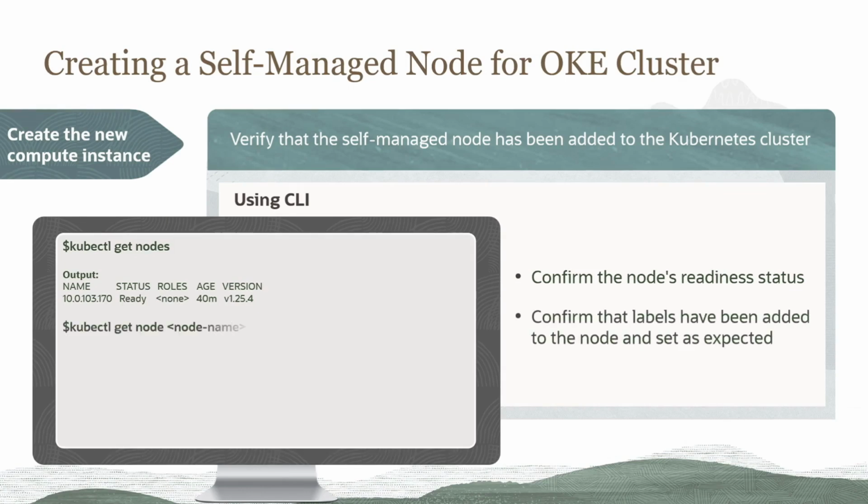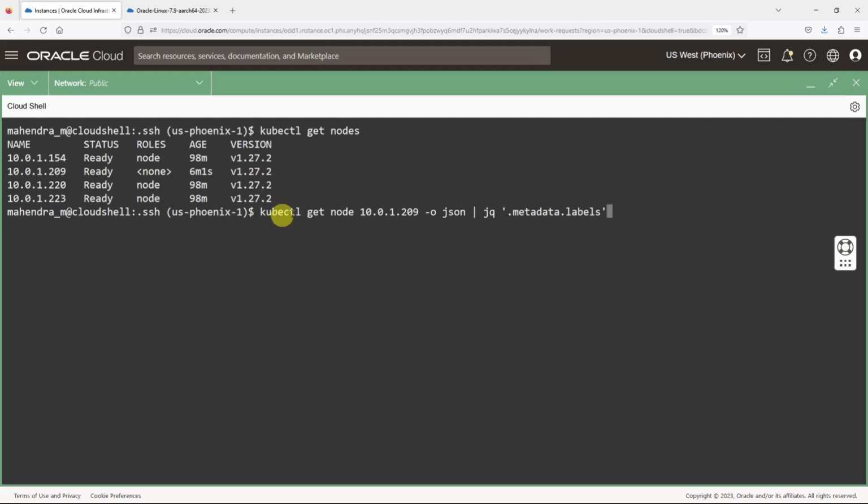You can also confirm that the labels have been added to the node and set as expected. Let's head back to our OCI console and run this command to see it in action. Well, this is the command kubectl get node and the node IP address of our self-managed node. Get the output in JSON format and only display the metadata labels.